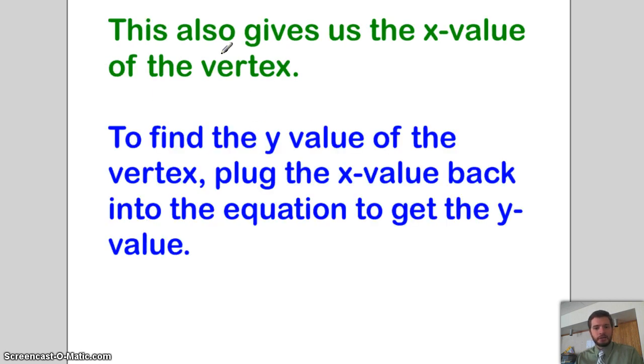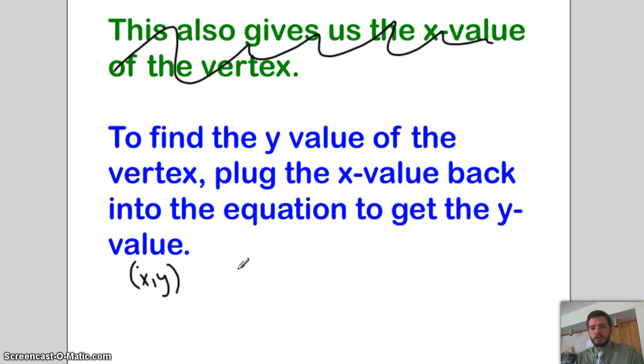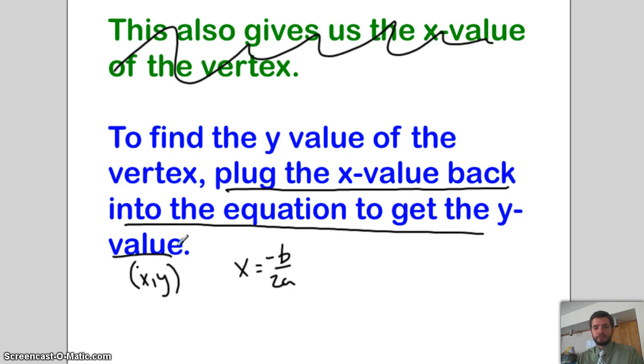And I just said that again. Don't write this part down. Okay, it gives us the x value of the vertex. We just talked about that. But to find the y value of the vertex, because remember the vertex is always x comma y, you're going to use the formula x equals negative b over 2a, and then plug the x value back into the equation to find the y value.